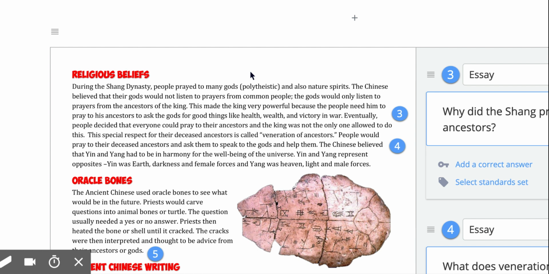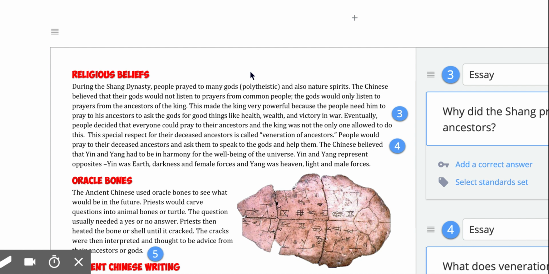Eventually, people decided that everyone could pray to their ancestors, and the king was not the only one allowed to do this. This special respect for their deceased ancestors is called veneration of ancestors. People would pray to their deceased ancestors and ask them to speak to the gods and help them.